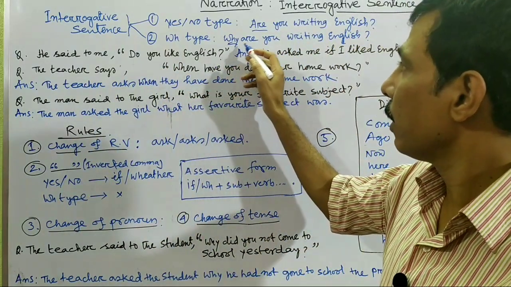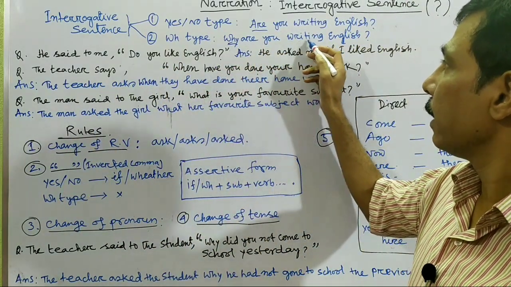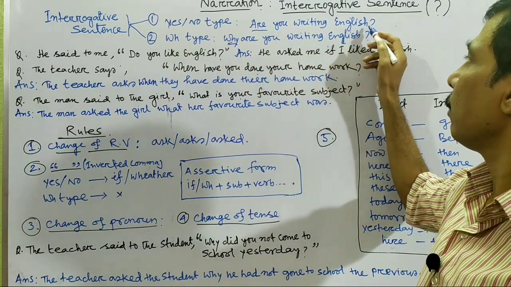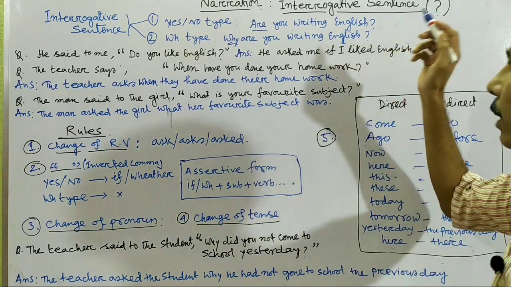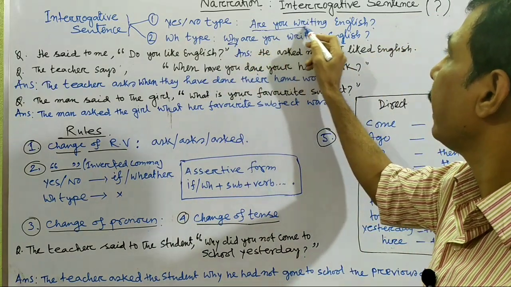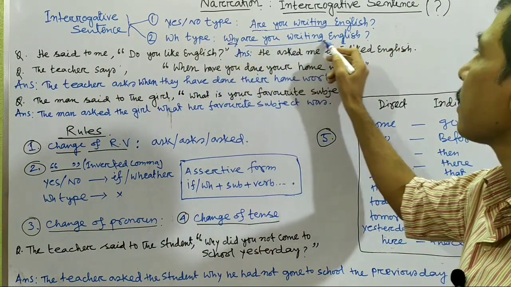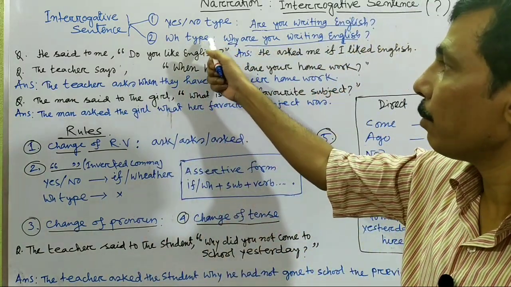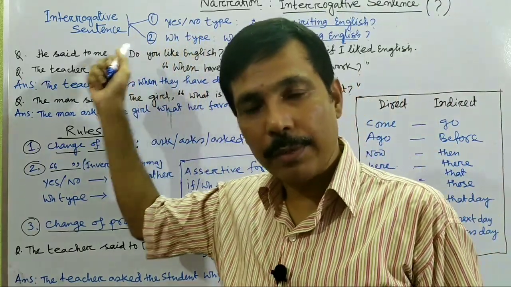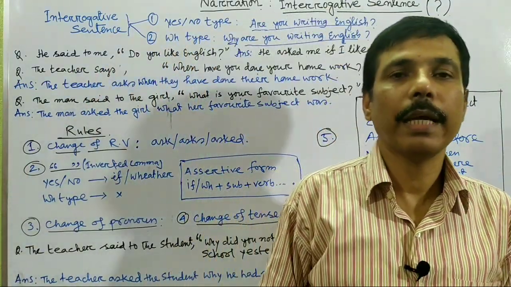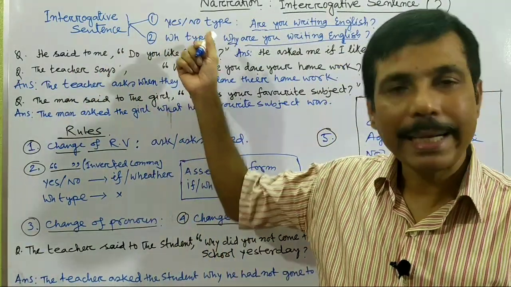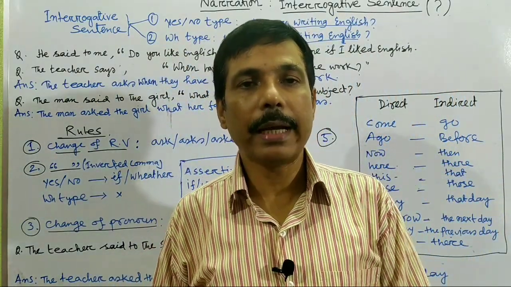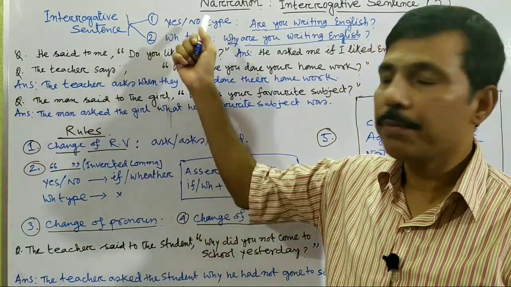So the order is WH word, then auxiliary verb, then subject, then main verb, then other words, and at last the note of interrogation. But you will find that in are you writing English, this portion is the same. Only the WH word comes at first. So there are two types of interrogative sentence. Why am I telling this? Because the type matters when we turn direct speech into indirect speech in interrogative sentences.